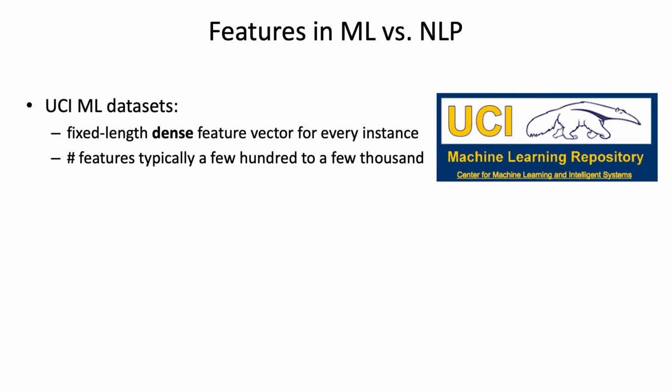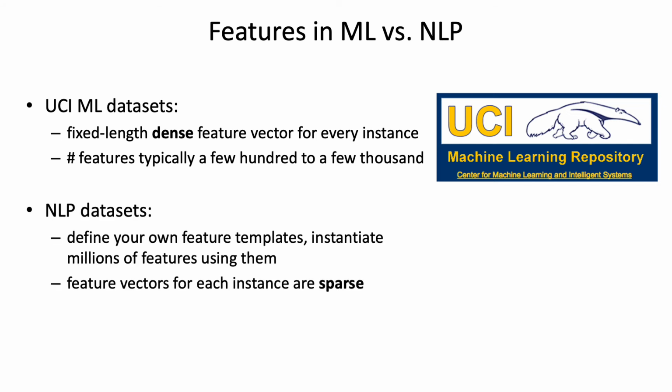In that example, we saw another difference between a typical machine learning setting and NLP. The UCI datasets, for example, mostly have fixed-length dense feature vectors, with dimension ranging from a few hundred to a few thousand. In NLP, we define a small number of feature templates, but they're instantiated for potentially millions of feature functions. But then the feature vector for an instance is sparse, that is, mostly zeros, as we saw in the previous slide.